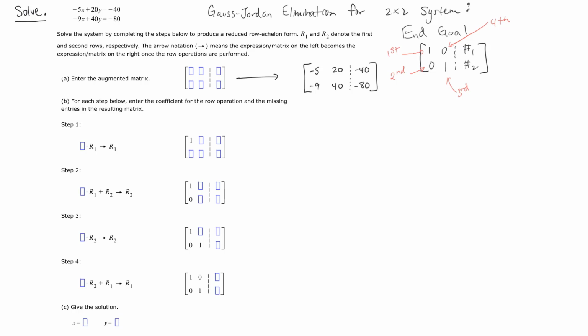Now, how do we get the leading 1 in the first row? How do I get the leading 1 in the first row? What do you have to do to the -5 to get the leading 1 in the first row? And you can only use an elementary row operation.